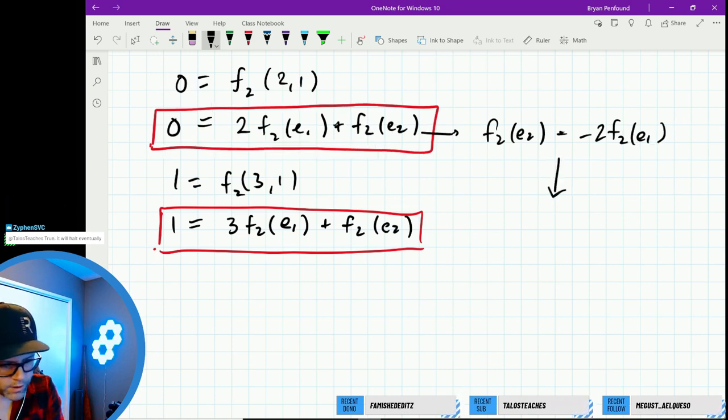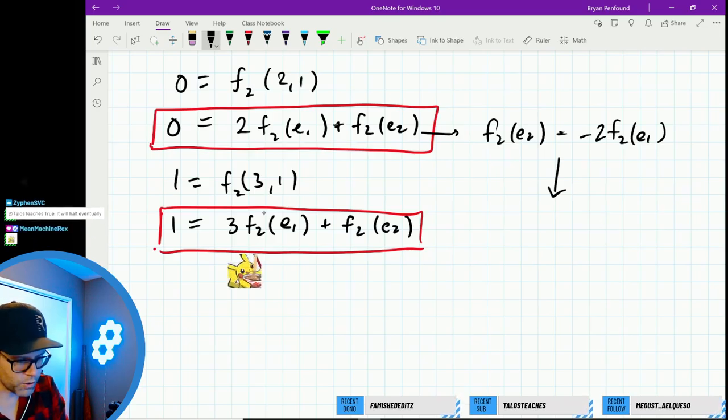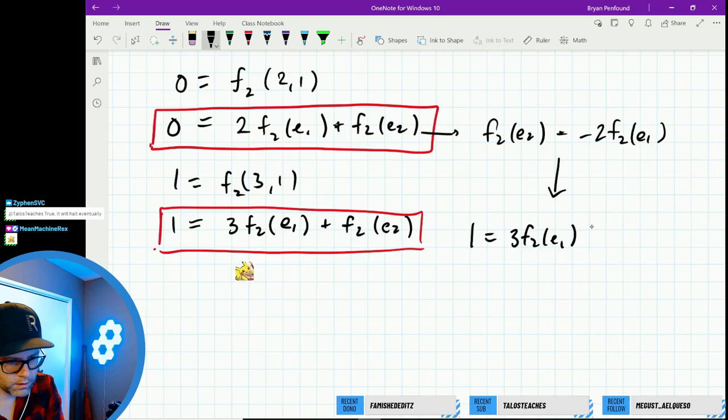Okay, let's use substitution. We're going to isolate F2 evaluated at E2 and make a substitution into the other one. So we have 1 equals 3F2E1 minus 2F2E1.